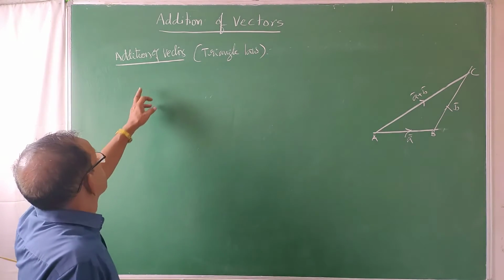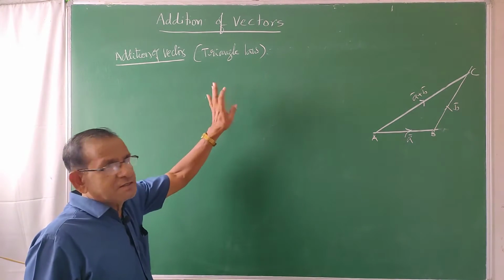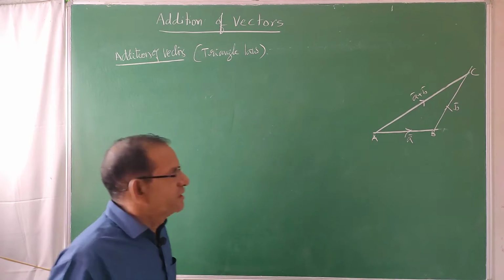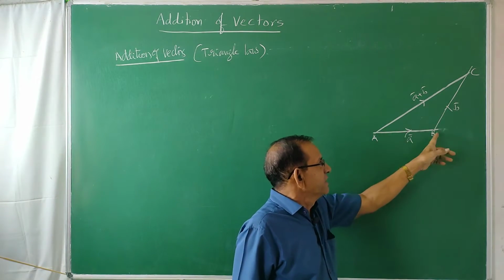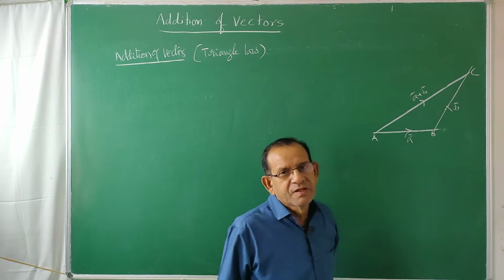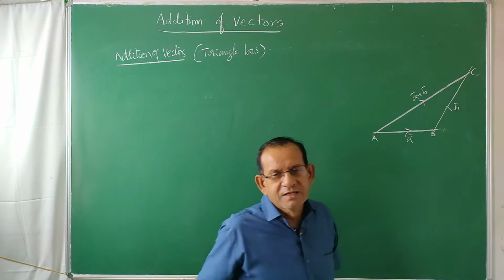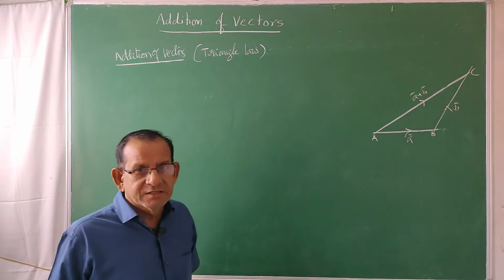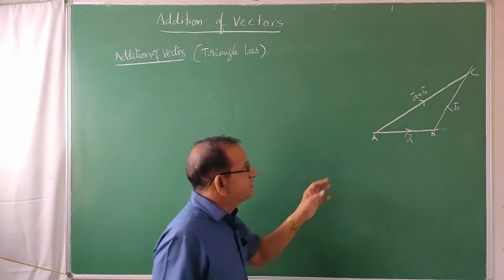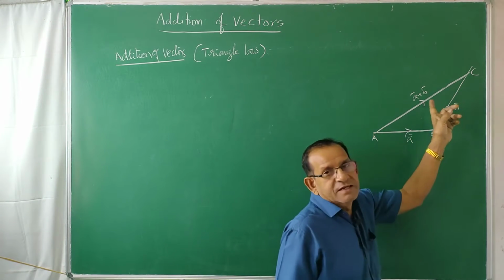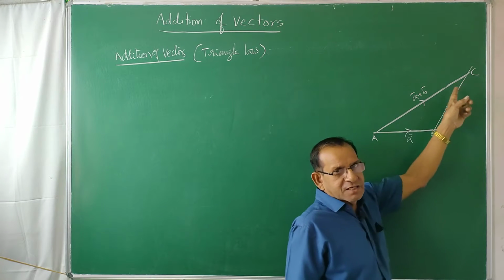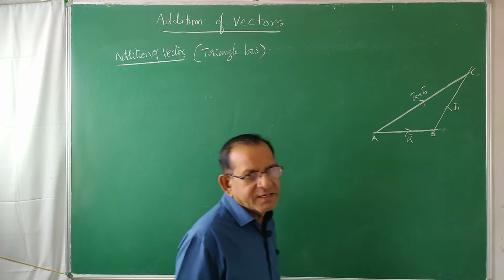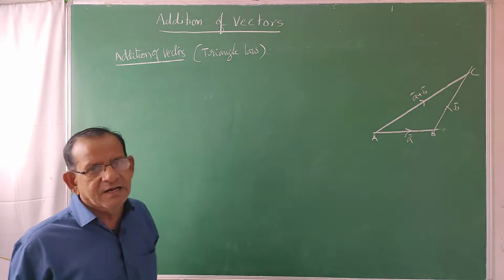Now let us discuss addition of vectors. If two vectors a bar and b bar are represented by two sides of a triangle in one direction, by magnitude and direction as well, then the third side, that is AC, represents the sum of the two vectors but in the opposite direction, not in the continued direction. That is also called the triangle law.